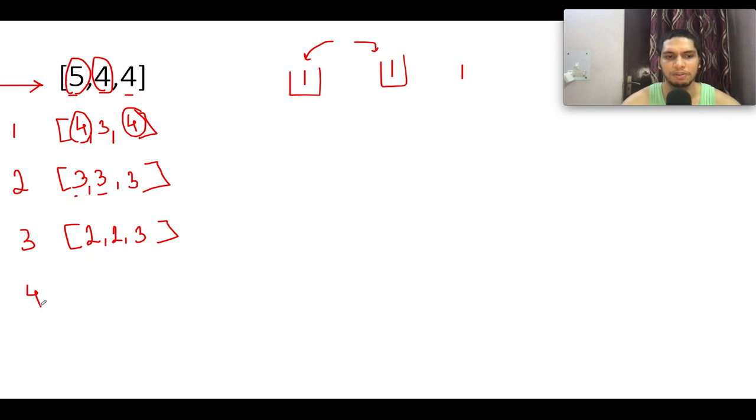Let's proceed ahead. After 4 seconds, what would be the updated state? We will be selecting the ones that need the maximum capacity, probably these two, any of the two would work. So the updated state would be equal to 2, 1, 2.